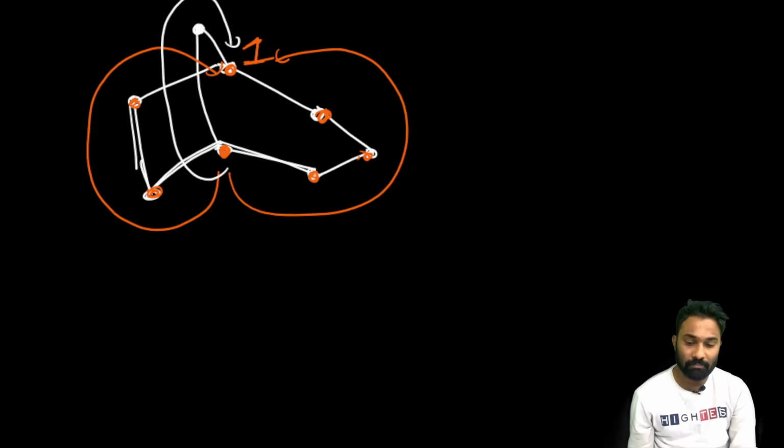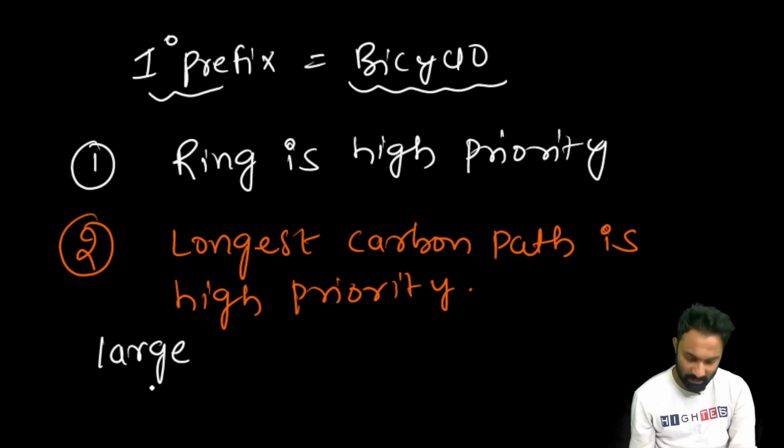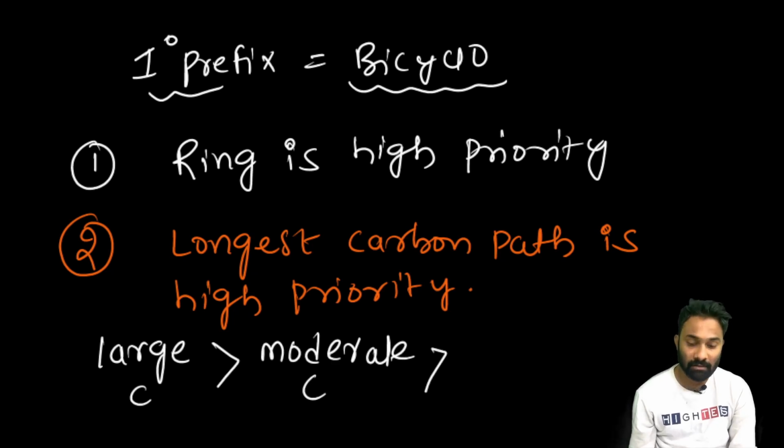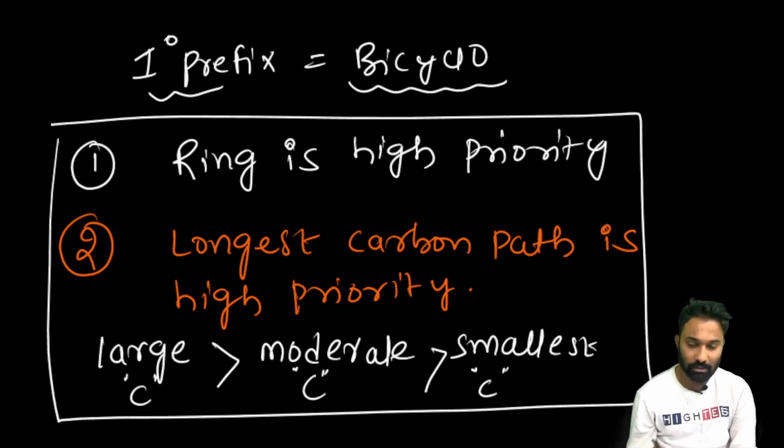Then if you go from here, we have only one carbon. Means whenever you choose the carbon path, first you have to choose which one? The longest carbon path, the large carbon path. Next the moderate carbon path. Next the smallest carbon path. These are the carbon paths. Clear? If you remember these 2 points, now you can write the IUPAC name for any bicyclo compound.